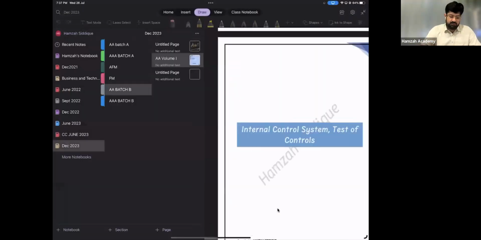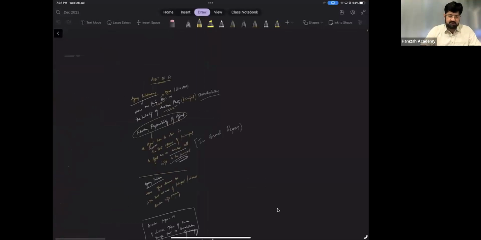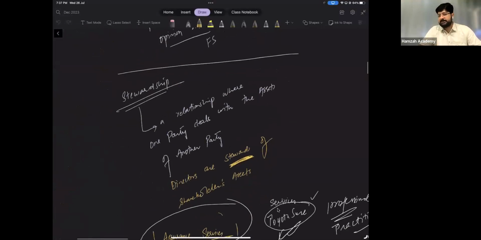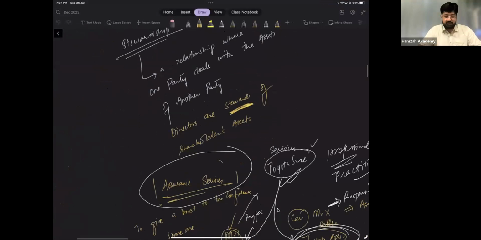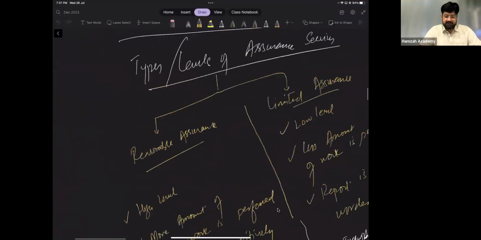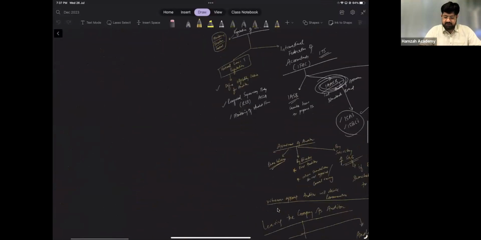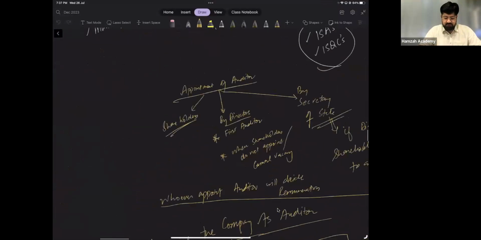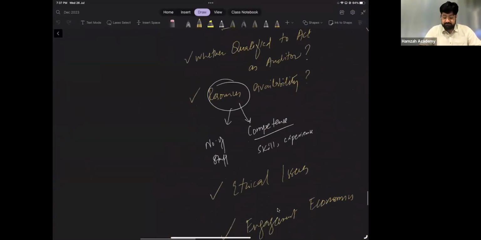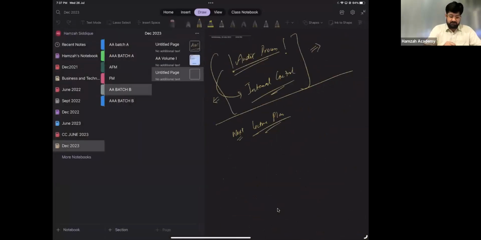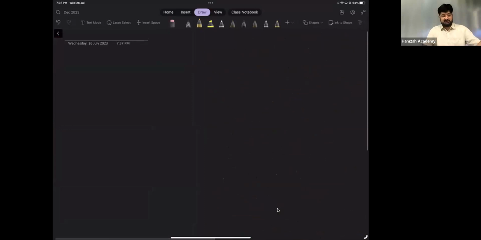Yes, we have covered in the last session. In the last class, we discussed some basics of audit, basic concepts, then stewardship, what stewardship is, and types of assurance services. Afterwards, we talked about appointment of auditor and acceptance of audit as well. Now, today, I will discuss with you how the audit is accepted. So, the acceptance process of audit. I will be talking about that.